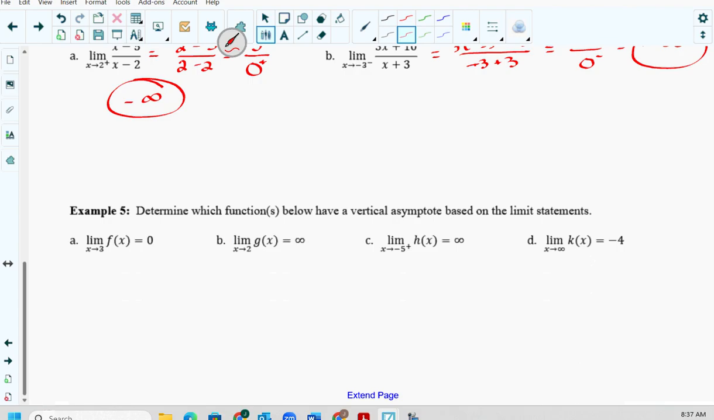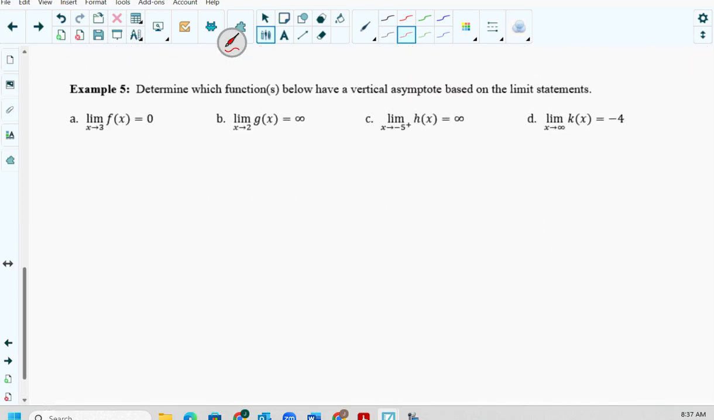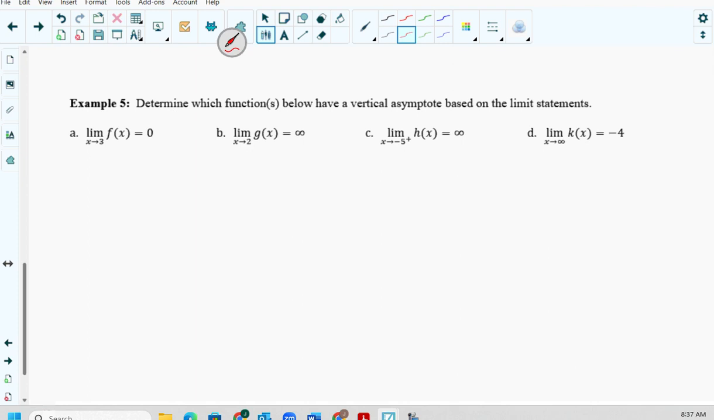Which of these have a vertical asymptote based on what the limit is telling us? There could be more than one. Talk to each other, sort it out. Let's see how we do.